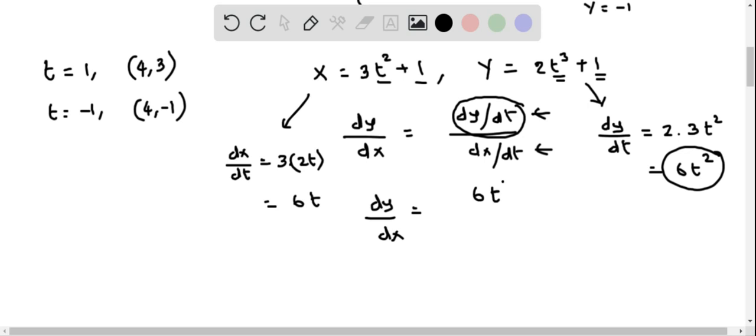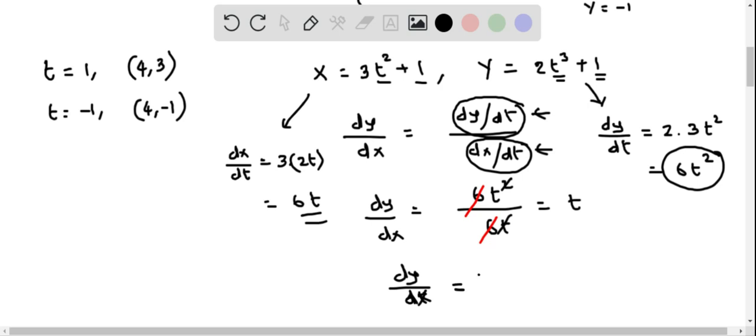So we get 6t squared divided by, replace this dx by dt by 6t. And so we put 6t here. We see that we can cancel the 6 and 6. And t squared divided by t is basically t power 1, or else it is just t. So we found that the slope of the curve, or the slope of the tangent, is t.